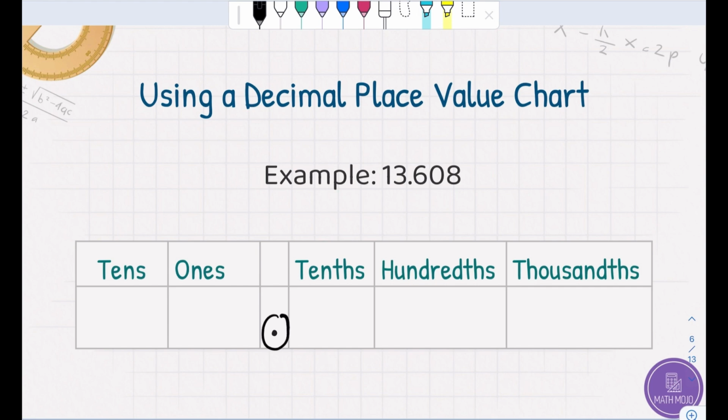When you use it in word form, you can say 13.608 or you can say 13 decimal 608. For a decimal place value chart, you need to start on the right side. So we're going to put in our tens in here. We start off with the 1, and then we would move on to our ones section where we would put our 3. So now we've got 13 down, and then we reach our decimal. And then after the decimal, we would put in the 6 underneath the tenths column, and then we would put in our 0 underneath the hundredths column, and the 8 underneath the thousandths column.